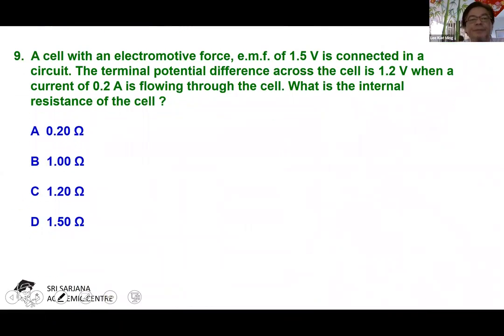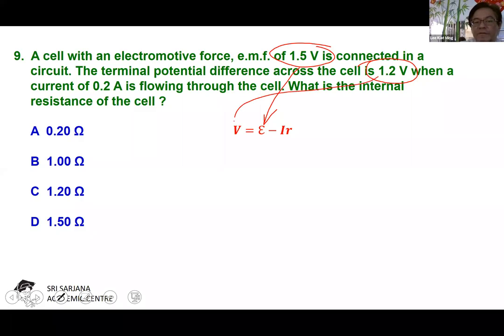Let's move. This is a question that needs you to use the formula of internal resistance. Basically, the formula that I am talking about is this type of formula. Clear? So identify: the bigger value is always the electromotive force, so you put it here. The smaller V is always the value of the terminal voltage. And the current is given as 0.2. These are very popular. This week I'm going to go to a graph concerning this.